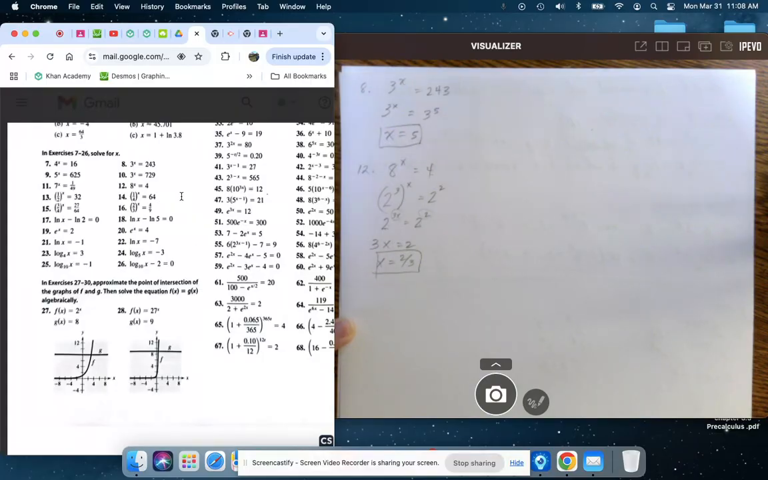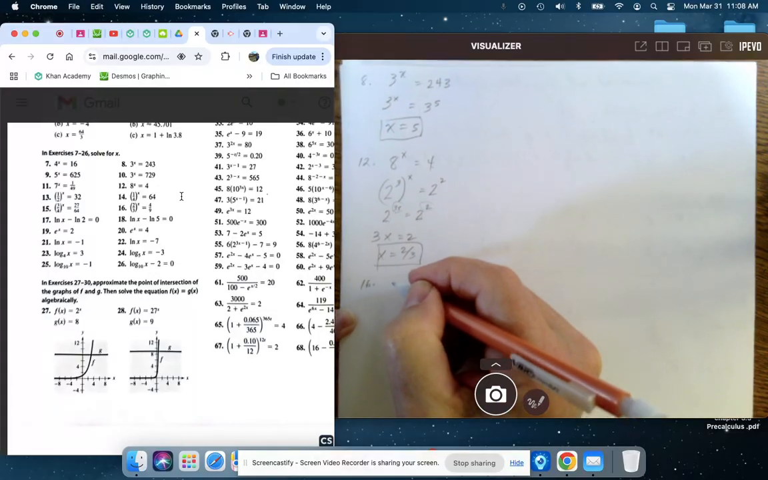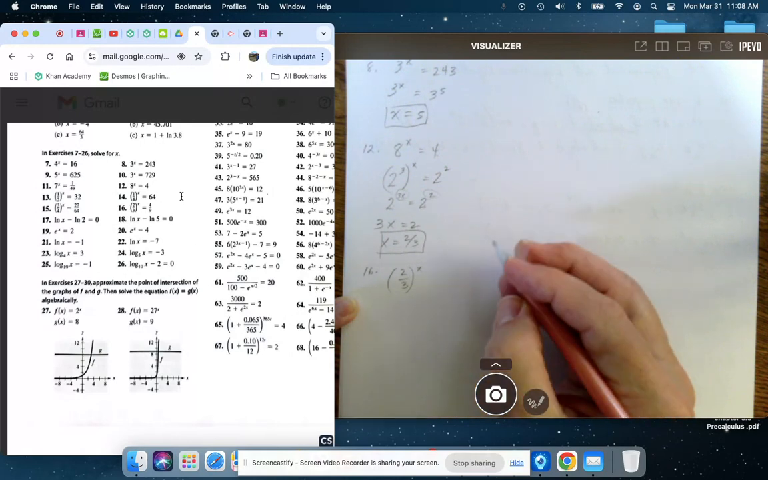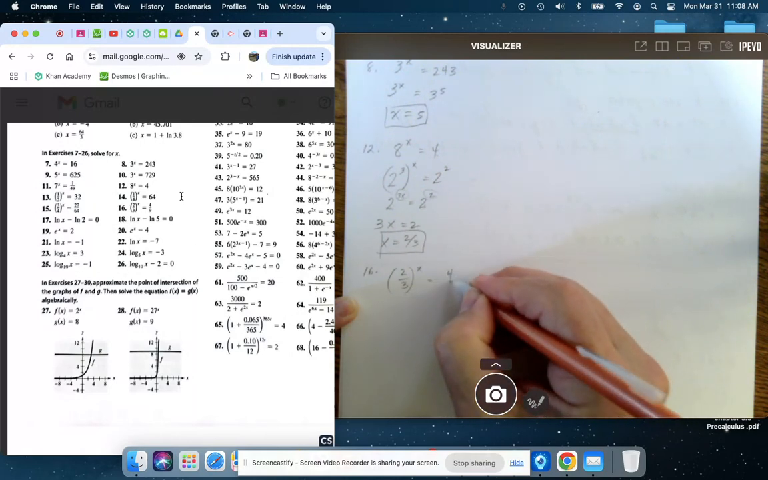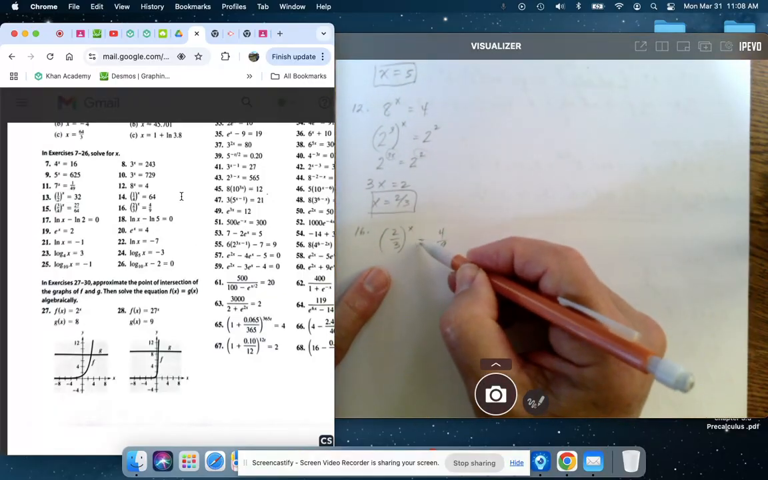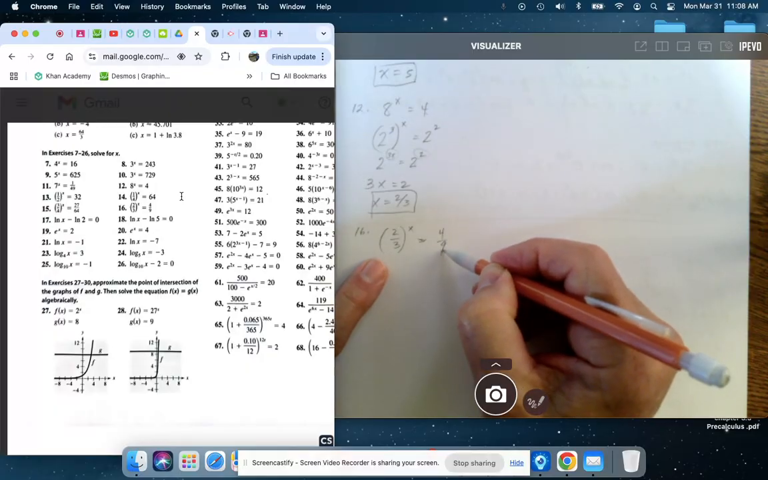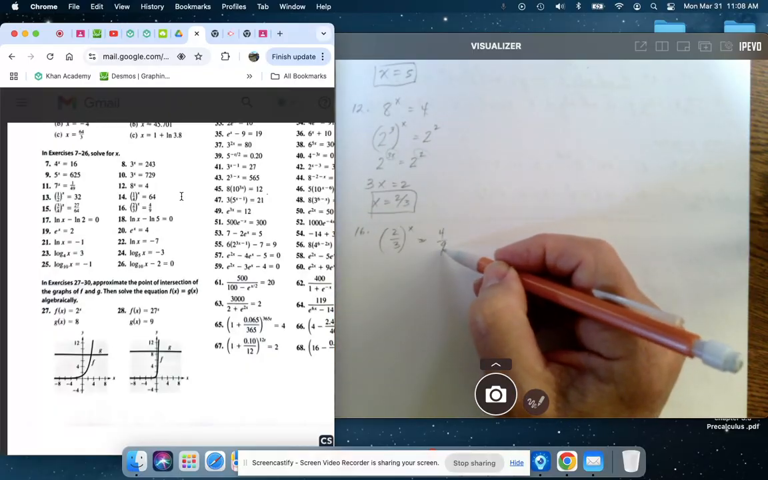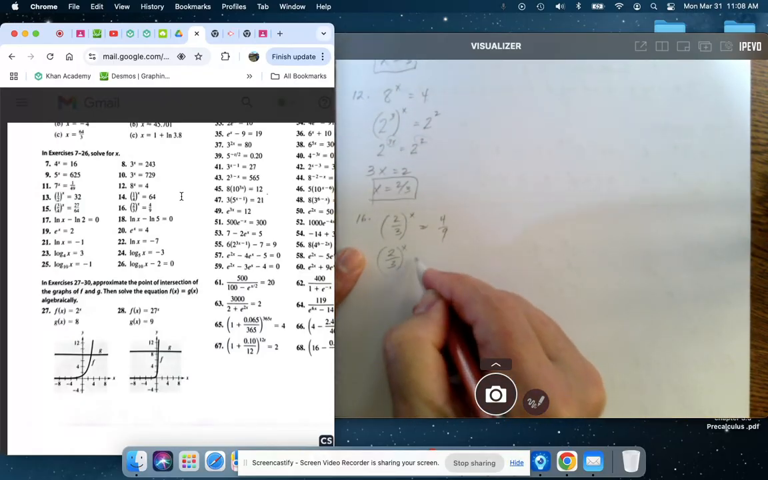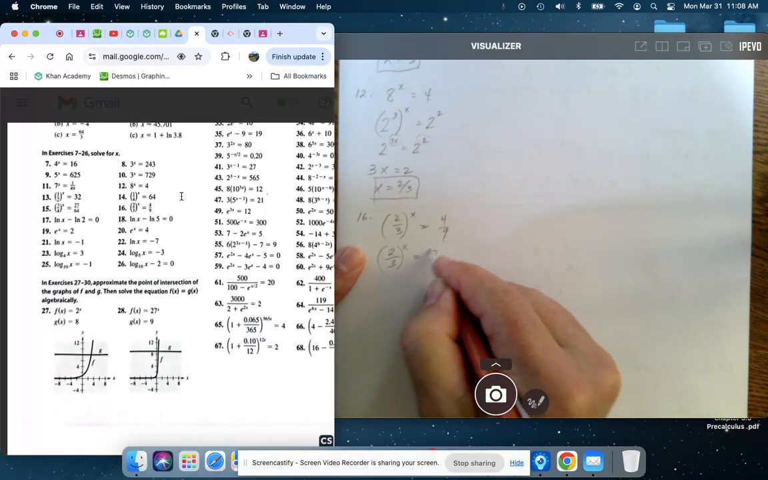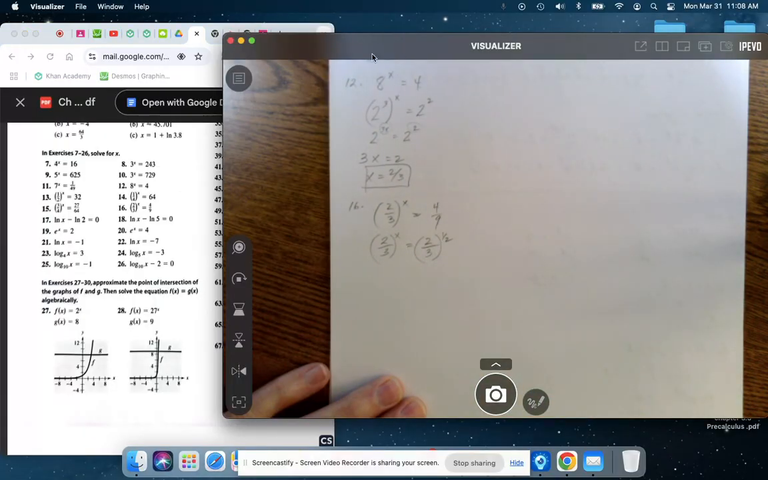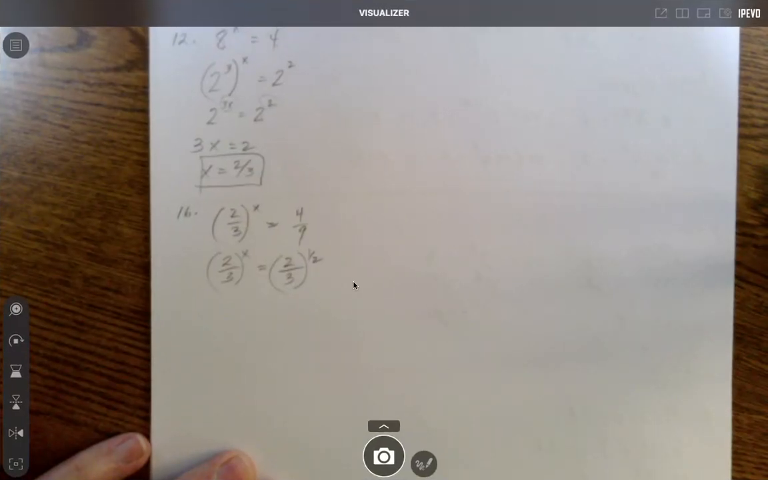All right. Let's look at 16. 2/3 to the x power equals 4/9. Well, if I take the square root of 4, I get 2. If I take the square root of 9, I get 3, which is the 1/2 power. So I can rewrite this as 2/3 raised to the x equals 2/3 raised to the 1/2 power. Remember, the 1/2 power is the same as the square root.